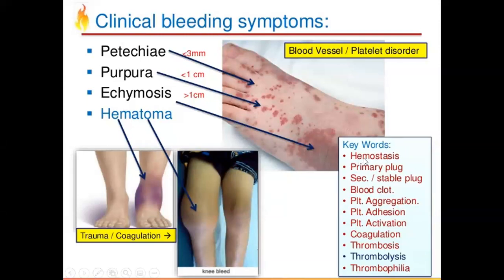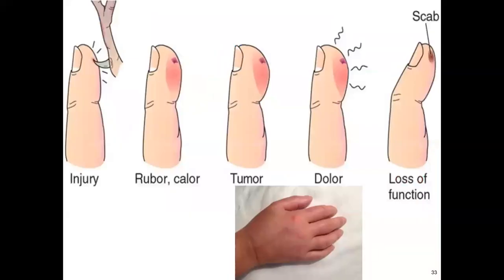So hemoptysis or primary plaque formation, blood clotting disorder, coagulation defect, thrombosis, thrombolysis, phlebitis. These are a few causes of bleeding disorder that is reflected in the skin, and skin is an integumentary system.